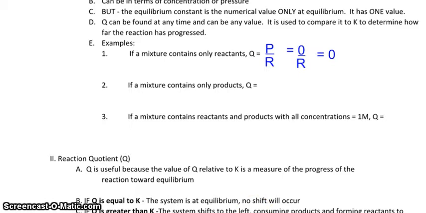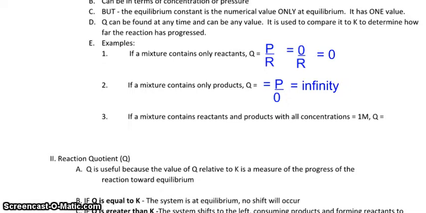What if the mixture contains only products? Well, let's check this out. If it has only products, it means it has 0 reactants, and therefore Q is equal to infinity. Well, as you know, infinity is going to be bigger than any K value possible. So at this point, if you only have products, Q will always be greater than K.